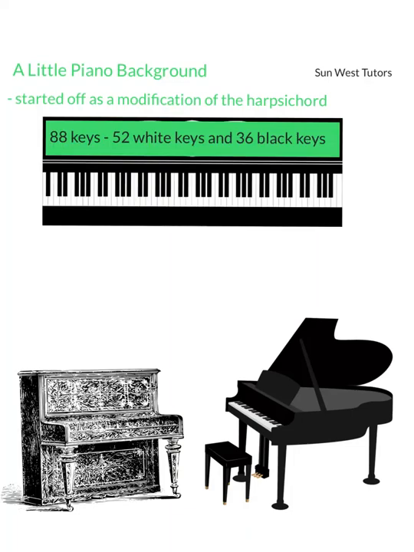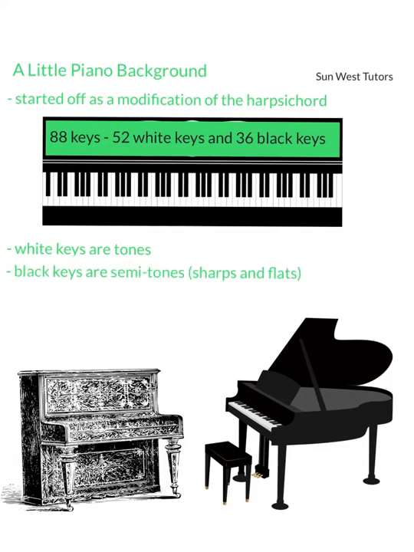The modern piano has 88 keys, 52 of which are white and 36 of which are black. These are shown below. And that's exactly how they're laid out on a normal standard piano. The white keys represent tones, which I will talk about soon. The black keys represent sharps and flats, or semitones.